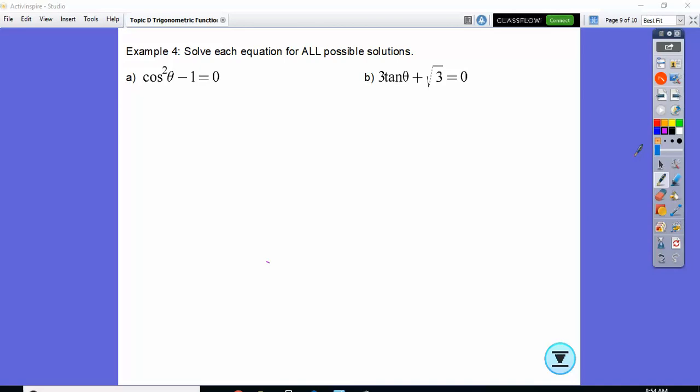Solving these equations. So if I wanted you to solve this first one, when you're solving an equation, you always have to get your variable by itself. So we need to, in this case, get our cosine by itself to start. So what would you do? Add your 1.